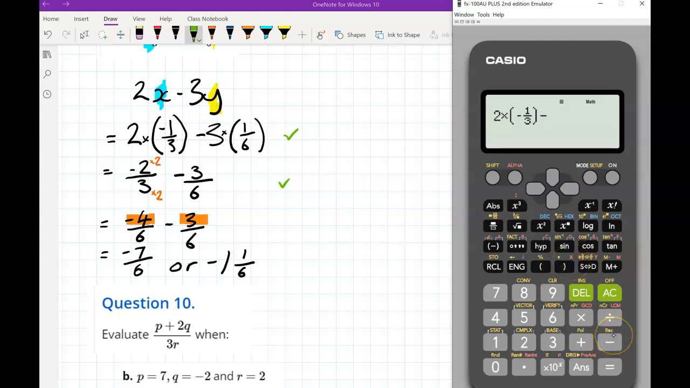And we are subtracting. And we have 3 times, let's put the times in, 3 times negative 1/6. Close that off. Arrow across, close the brackets. If I press equals, I there have my answer as an improper fraction. This S to D button here, press that, it converts it, second function shift, and I get my mixed numeral.